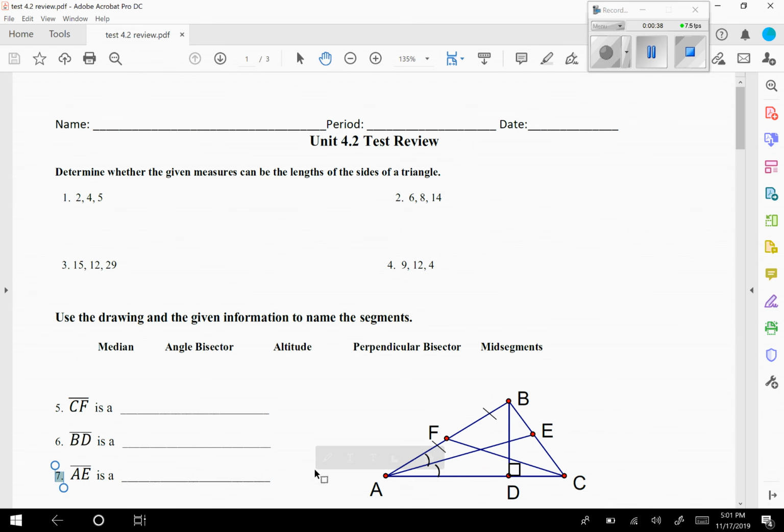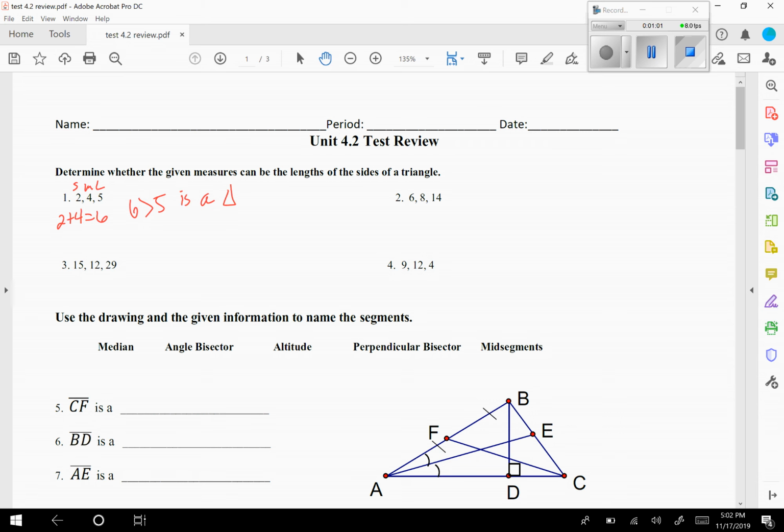So the first one here, number 1, okay, we have 2, 4, and 5. So 2 is going to be our short, 4 will be the medium, and 5 will be the long side. So 2 plus 4, that's 6. And 6 is greater than 5, so it is a triangle.